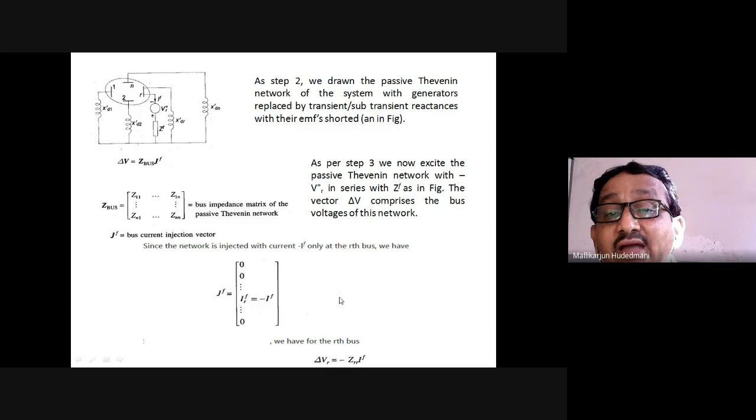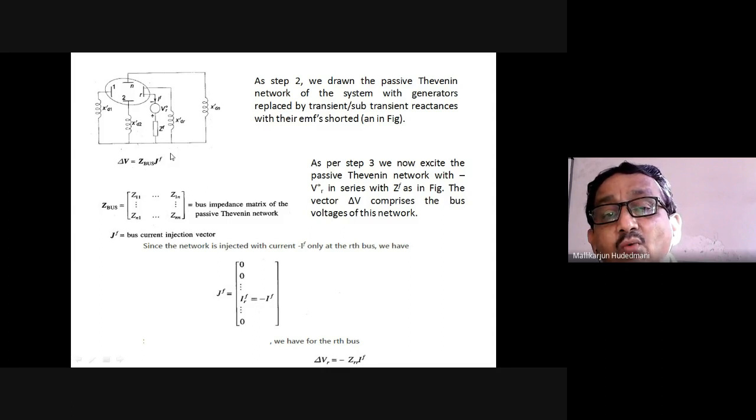Then only that element is non-zero. Then using this, I can write delta V and Z bus of an n bus system I know. Then JF, it could be IF also. Some books refer to this, it is referred in Nagrath Kothari references. JF is a vector of current in which only the Rth bus is encountering a fault. Therefore, current is going out of the bus, it is a minus IF. Now, if I multiply this Z bus with JF, I'll be able to get differential voltages delta V's.